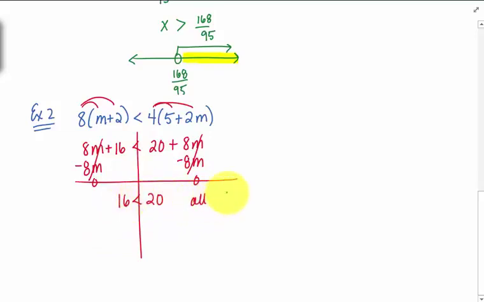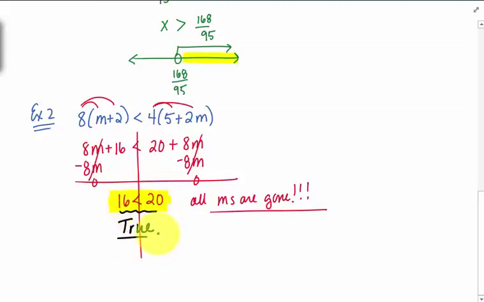All of the m's have vanished. So what do we do when that happens? Well, here's what you need to do. You need to look at the inequality that you have and decide if that's true or false. That is true. 16 is less than 20. Now, true is not your answer. It's just a verification that what we've got is true. Our answer is there are many solutions.